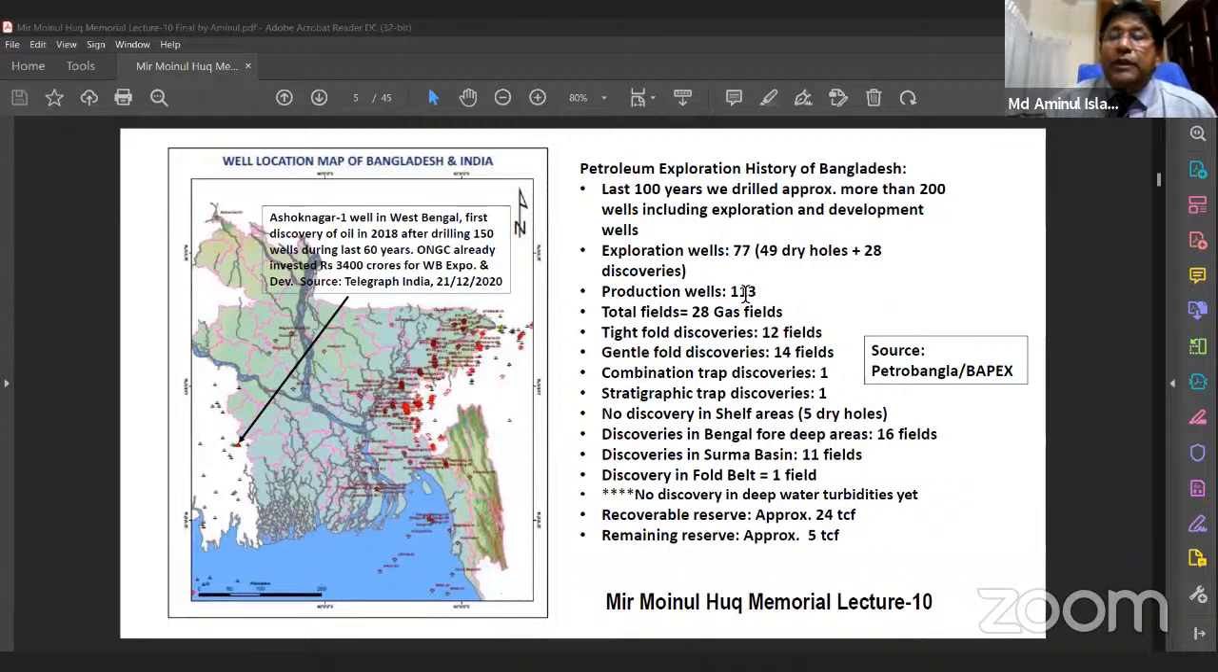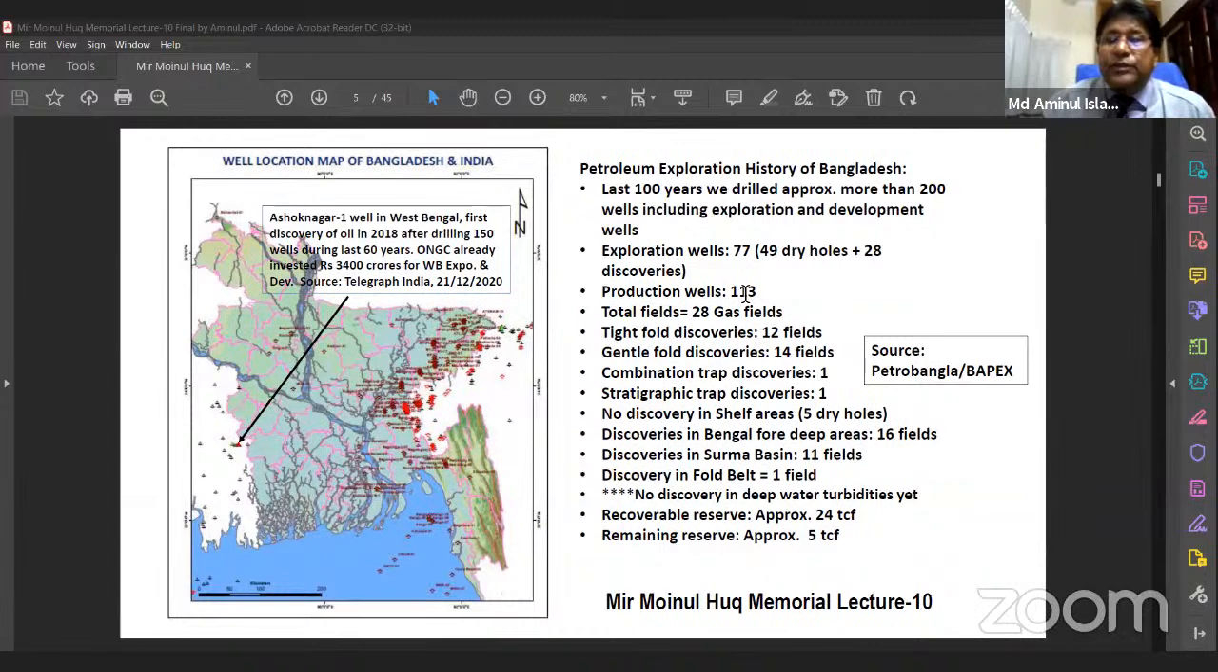And if we consider the tectonic divisions, the Bengal Foredeep got 16 fields, and Surma Basin alone got 11 fields, and the fold belt got 1 field. So far, no official discovery in deep water turbidite yet. So within this discovery or exploration time, our total recoverable reserve is 24 TCF, but we consumed most of the gas, now remaining only 5 TCF. So the country is in severe crisis of energy right now. Government is trying to get an alternative supplement like nuclear or LNG, other things.